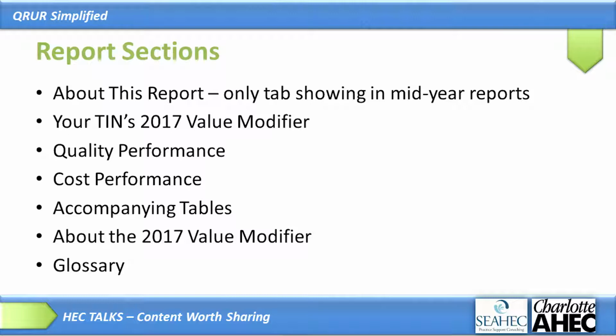There's the very important TIN value modifier section, also the quality performance section that shows the 3 outcome measures, as well as the cost performance section that shows data for the 6 cost-based measures. The last 3 sections are tables, about the value modifier, and a very helpful glossary.